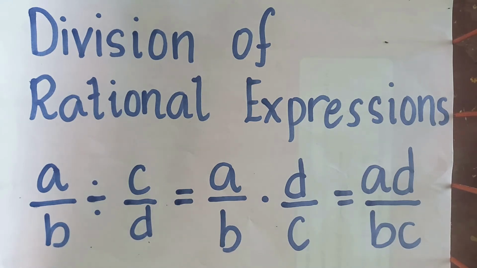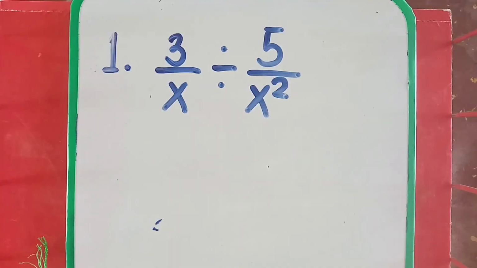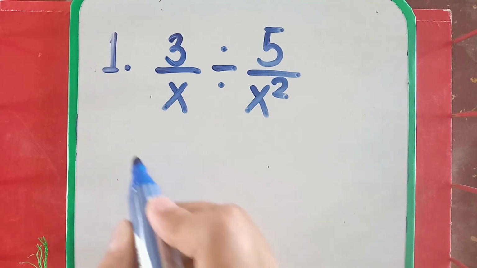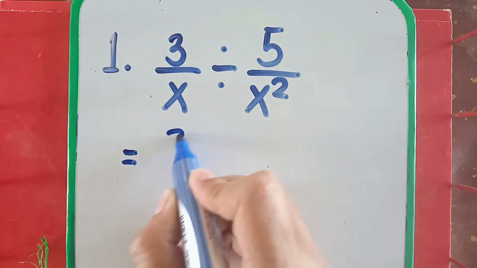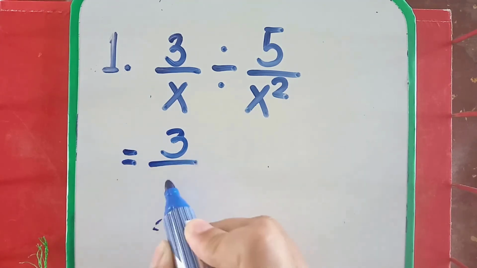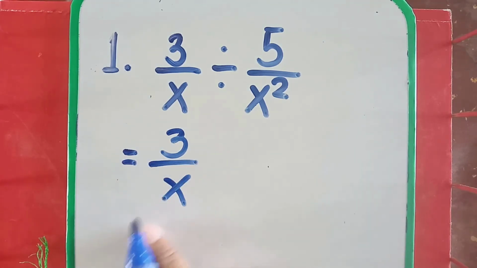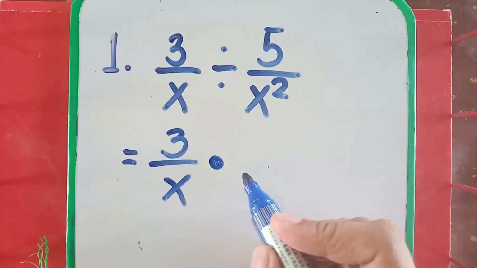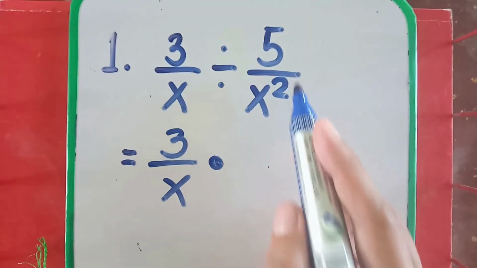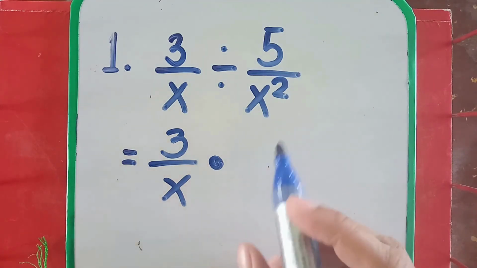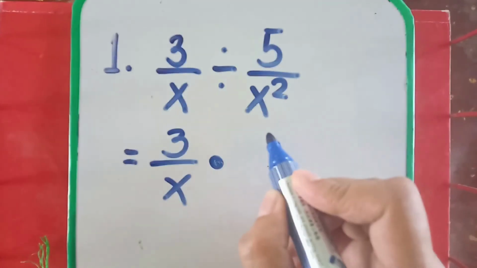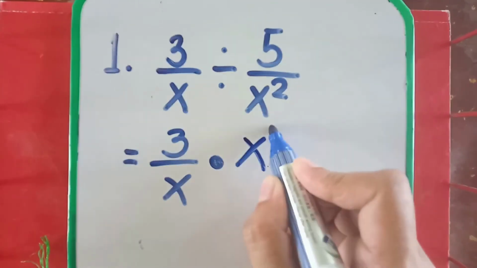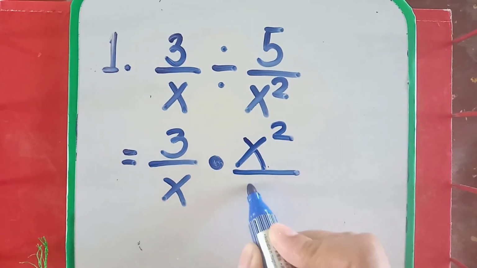So, let's have an example. 3 over x divided by 5 over x squared. So, we will copy 3 over x. And then, from division, we will change the operation to multiplication. But this time, we will get the reciprocal of the divisor. So, 5 over x squared would become x squared over 5.